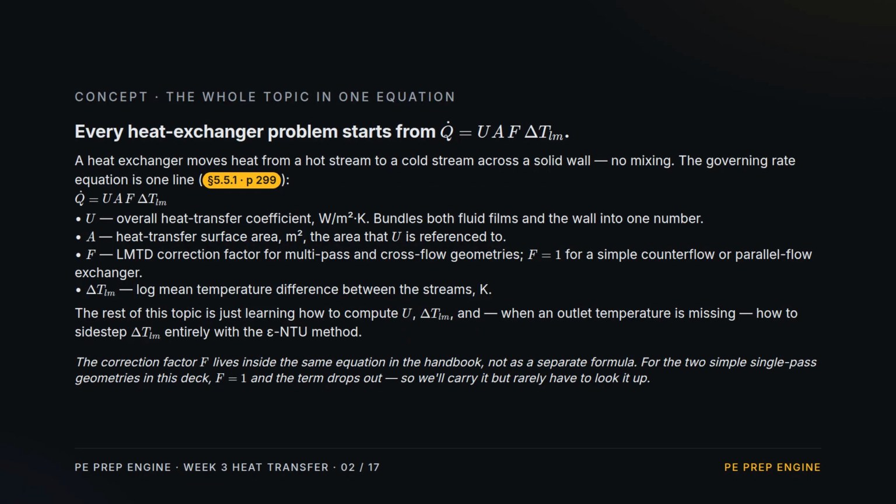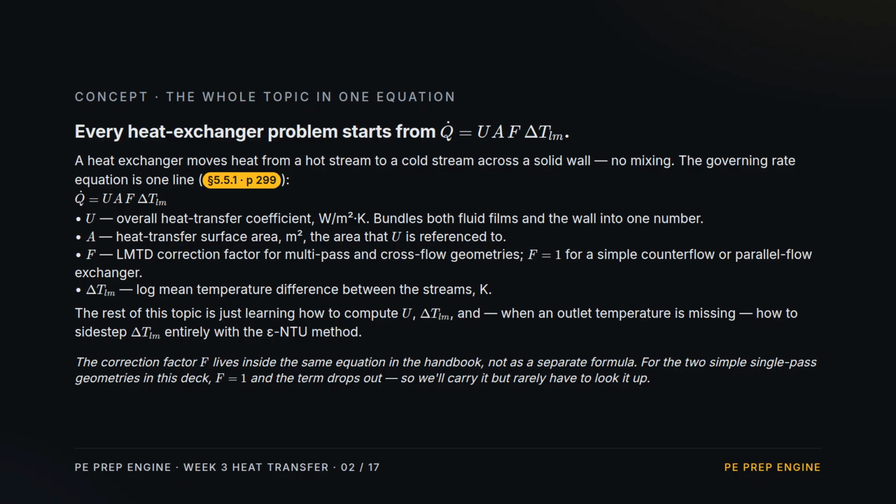Every heat exchanger problem starts from one equation, Q dot equals U A F delta T LM. A heat exchanger moves heat from a hot stream to a cold stream across a wall. No mixing. U is the overall coefficient, both films and the wall in one number. A is the surface area U references.